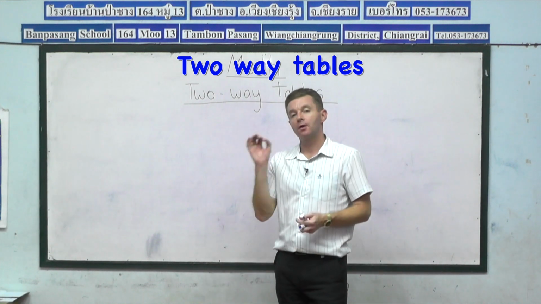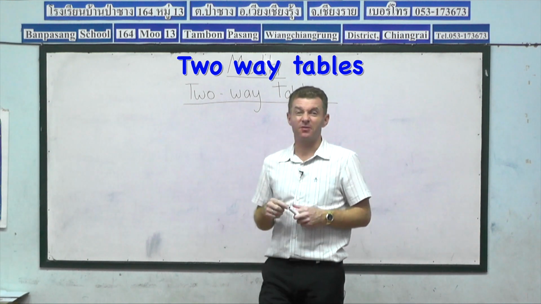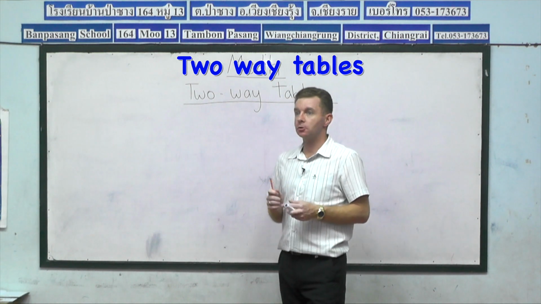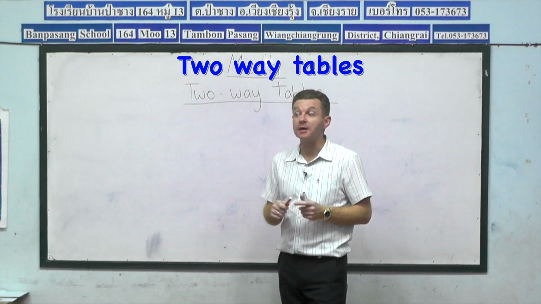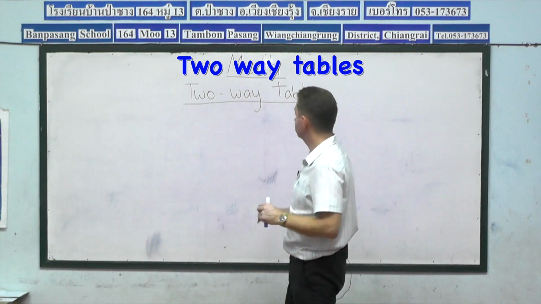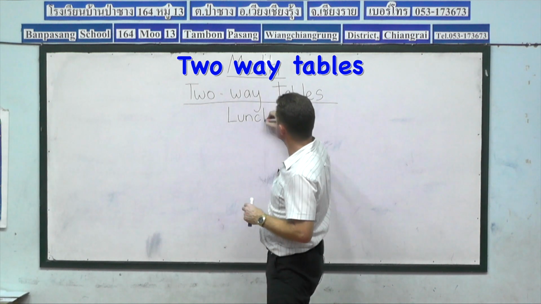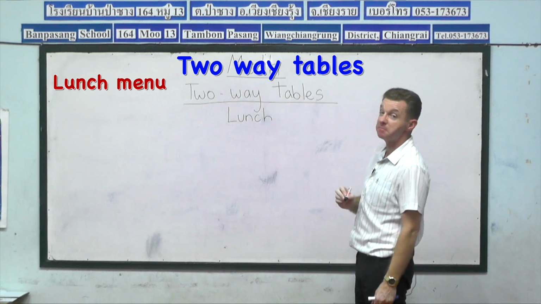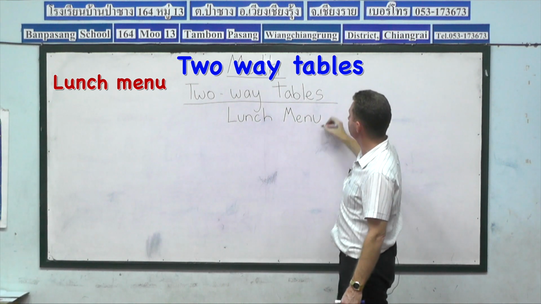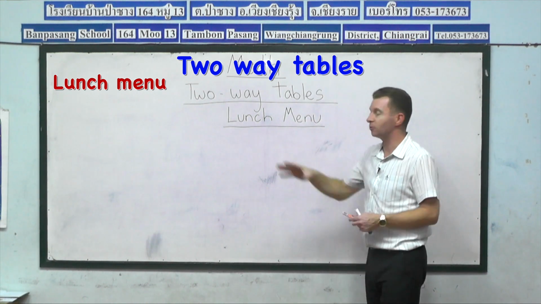So let's say every table, every chart, every graph, the first thing we need is a title to tell us what it's about. So I think our 2-way table now will be about lunch menu. The types of foods we like to eat at lunch. So lunch, L-U-N-C-H, and menu, M-E-N-U, lunch menu.